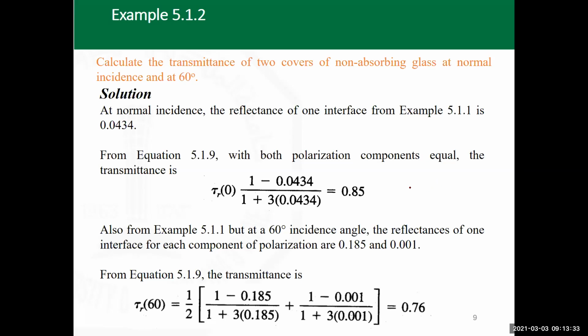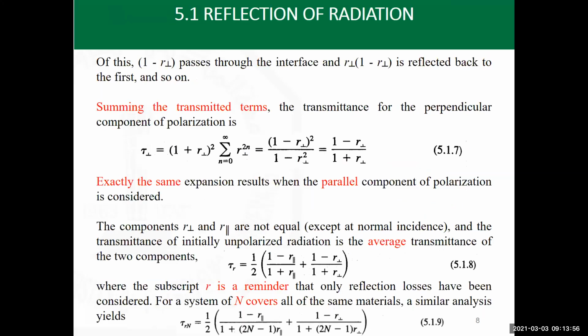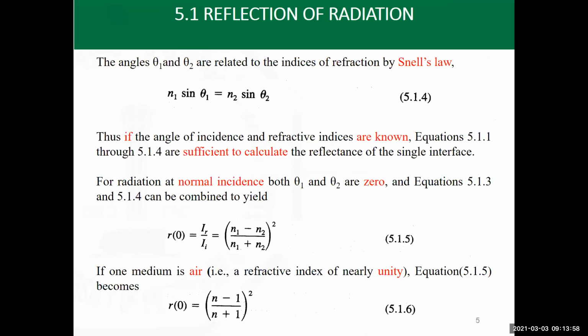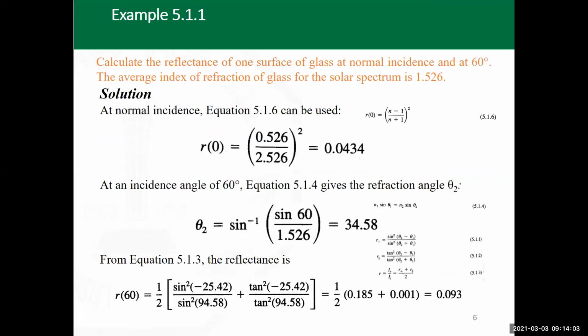Just to remind you, if we are going to have the glass cover like this, remember from our first example the angle θ1 was 60, and when we applied Snell's relation, we got the value of θ2 for that example. This came from the relation that we have seen in our second slide, that n1 sin θ1 is equal to n2 sin θ2.